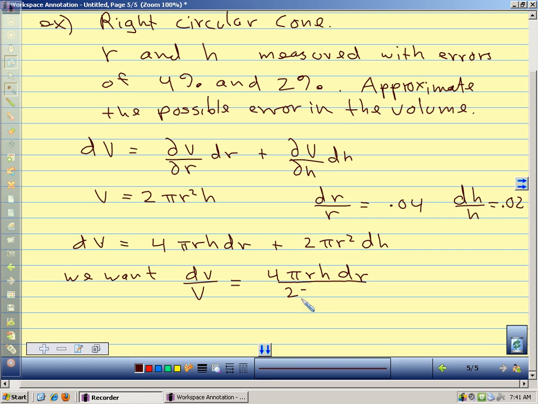Let's see, what did I do here? My volume isn't 2 pi r squared h. My volume is just pi r squared h. The area of the base is just pi r squared. It's just a circle times h. So I was off by a factor. I was thinking of surface area. So we're off by a factor of 2 here. So this should be 2, and this should be just pi r squared dh.